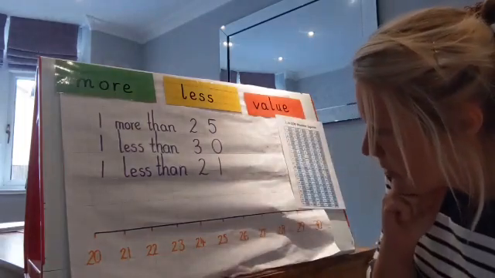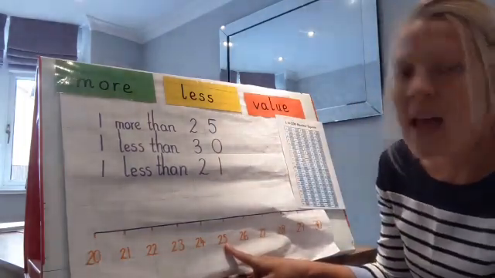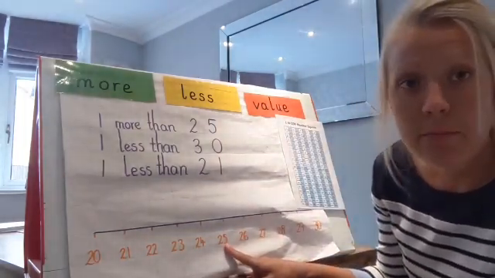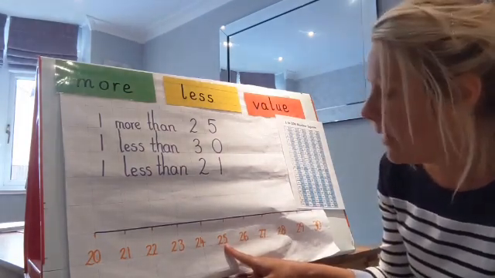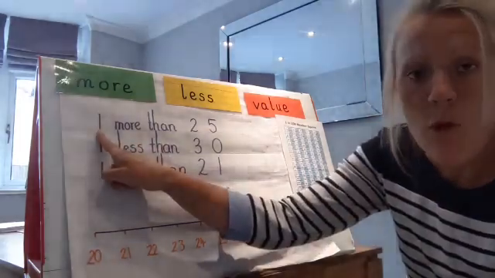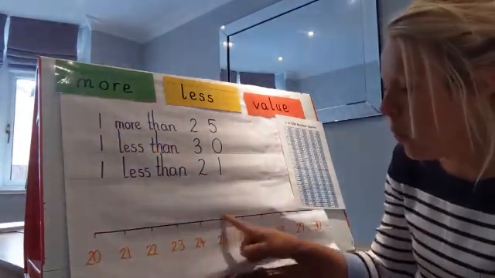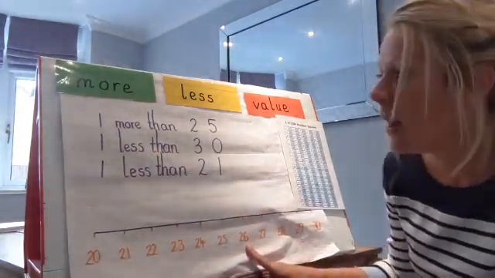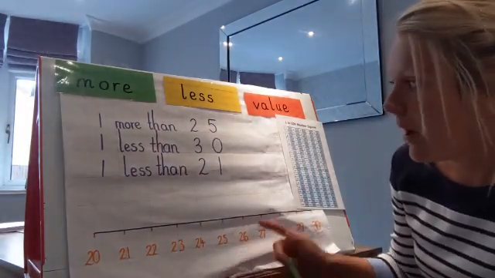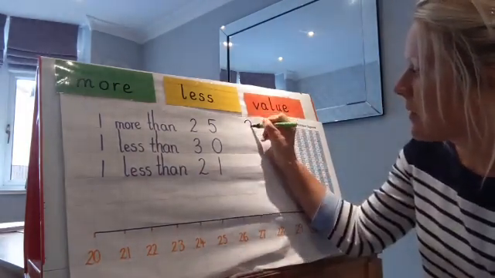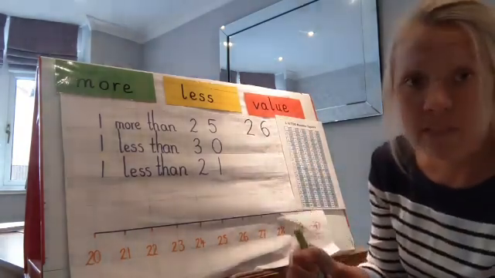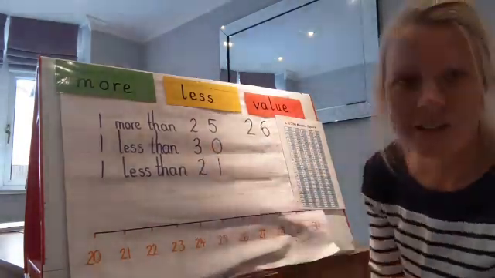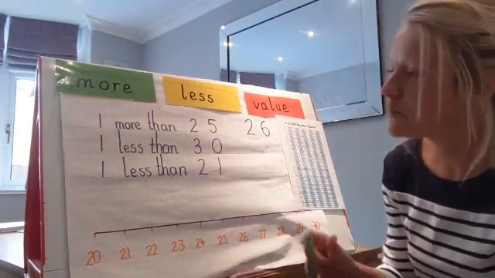So, can I see number 25? There it is. And I know that if I'm finding more, I'm going up the number line because the number is getting bigger. So I'm only finding one more, so I just need to go one jump up my number line. So one more than 25 is 26. You can pause the video while you have a go at doing the next two and see if you can do them before me.